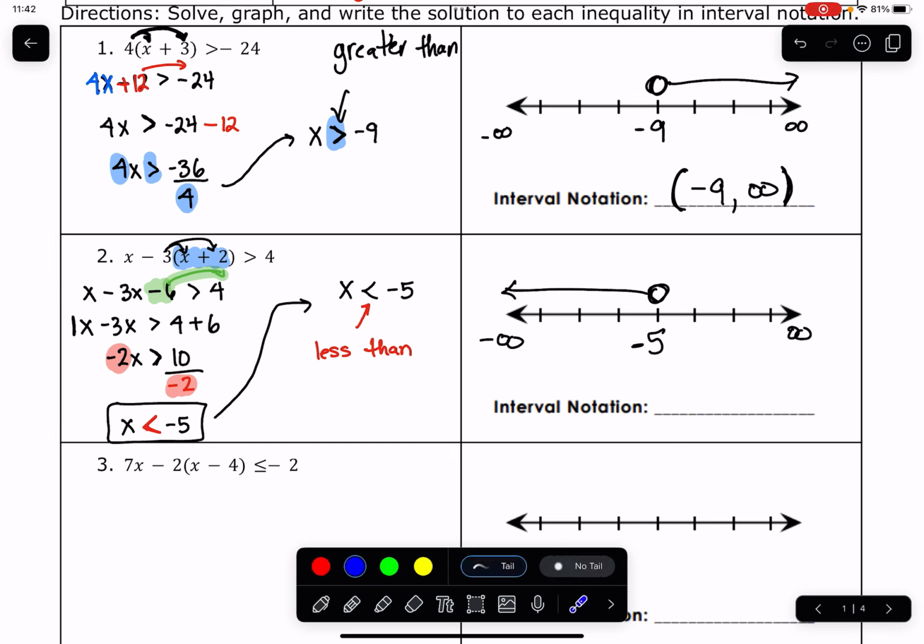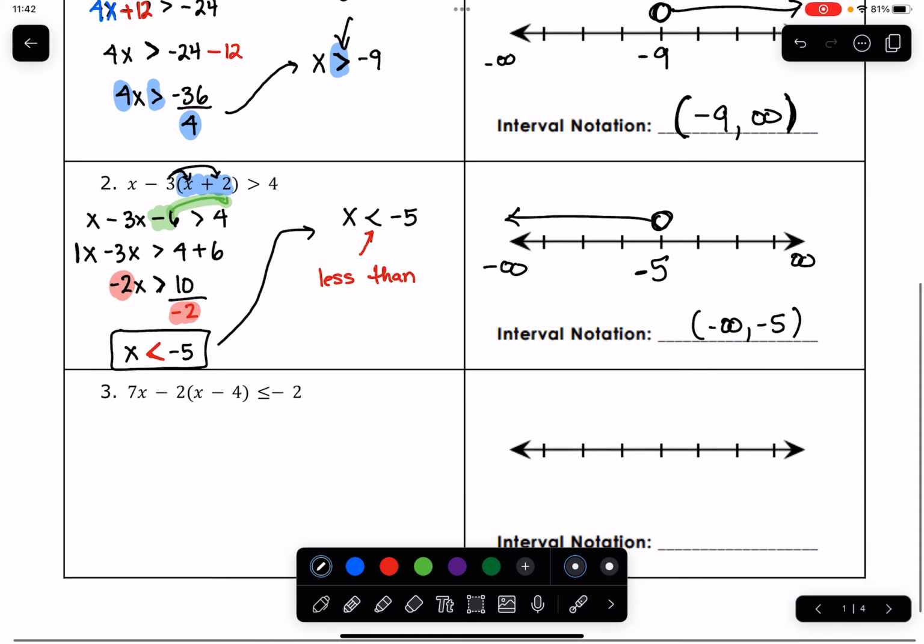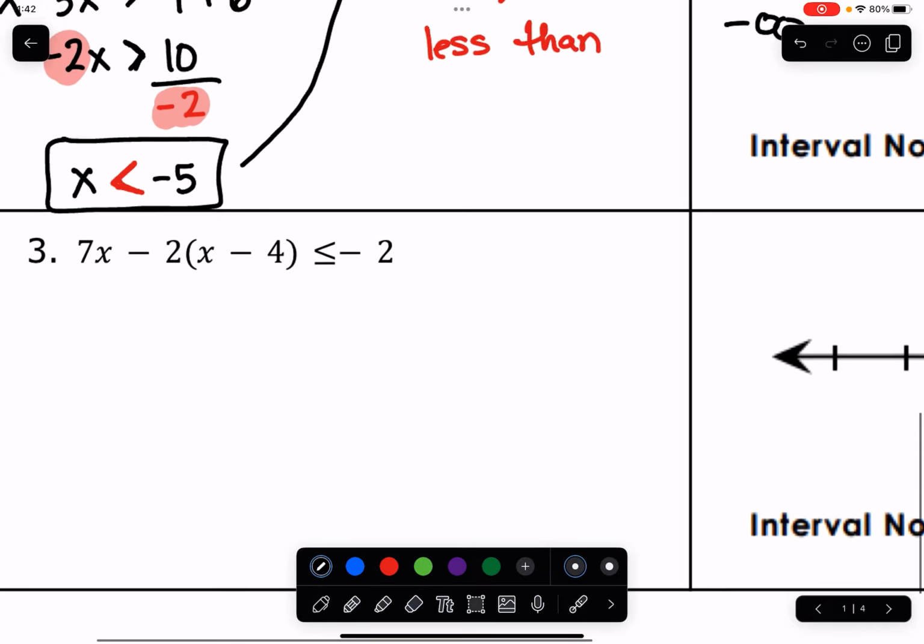So now our interval is going to be the following. Because we're going from negative infinity to negative 5, we're going to write our interval in that order, negative infinity to negative 5. And again, just like on the previous example, we're going to use parentheses because we have an open circle above negative 5. We're not including it. All right, let's move on to example number 3.